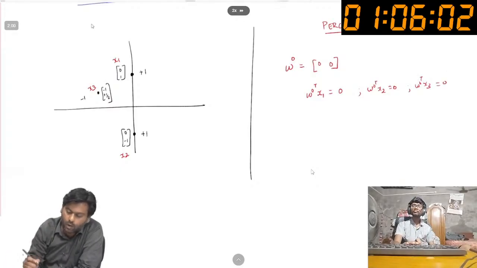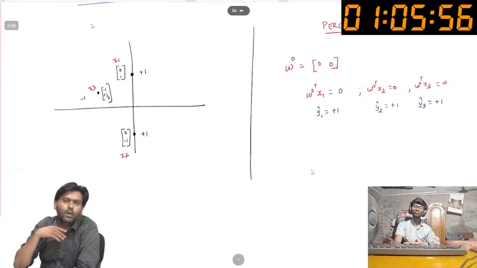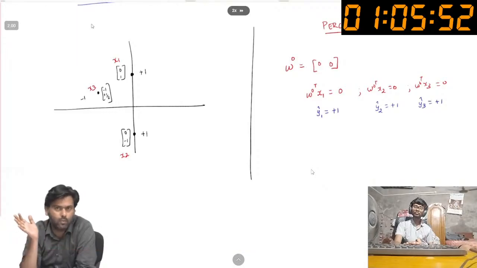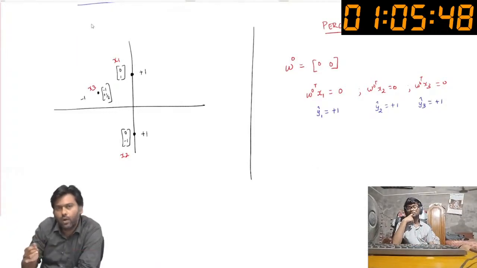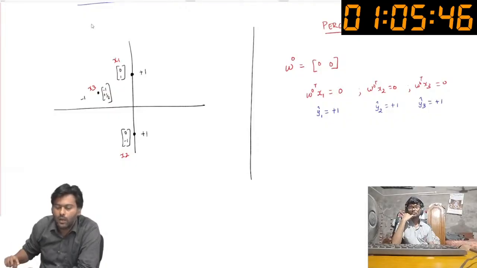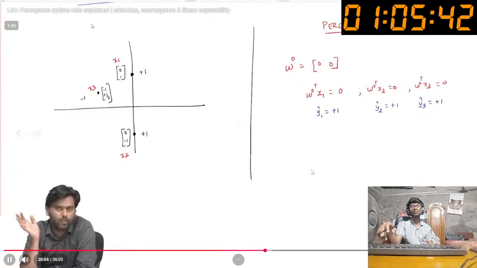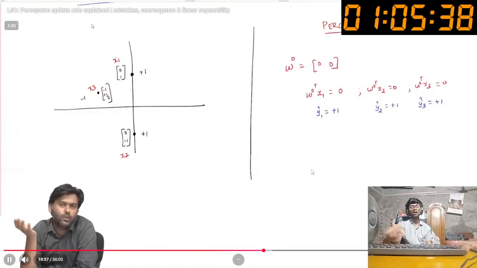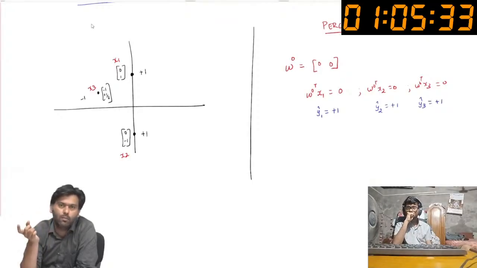Which means that for W naught, my predicted y hat 1 is plus 1, predicted y hat 2 is also plus 1, and predicted y hat 3 is also plus 1. Because the value is 0, and if it is greater than or equal to 0, my sign function is going to say the label is plus 1. So in this case, all 3 would be predicted plus 1. Which means I've gotten 2 points correctly out of 3, and the point where I make a mistake is the one labeled minus 1.